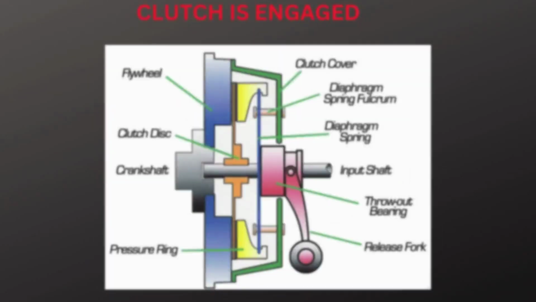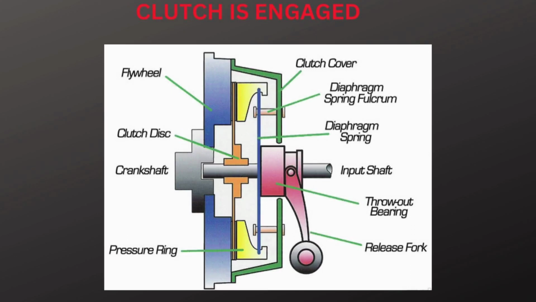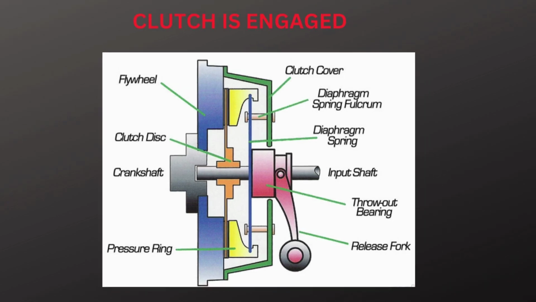When the clutch pedal is released, the thrust bearing is withdrawn, and the diaphragm spring load once again clamps the clutch disc to the flywheel to resume the transmission of power.